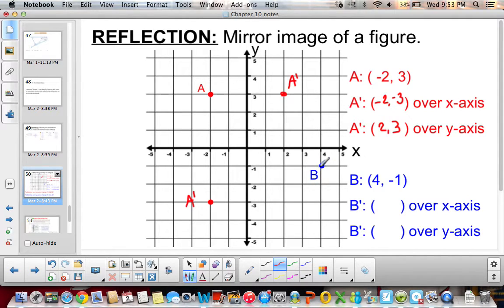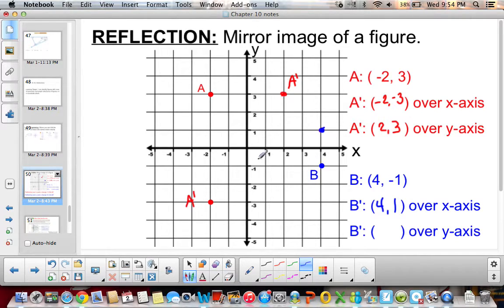So let's check out B. If we look at B, which is 4, -1, if we reflect it over the x-axis, that means we're going over the x-axis. It's 1 away here, so it's going to be 1 away there. We're on the other side of x. So I know that I go over 4, up 1. So B reflected over the x-axis is B prime, and it's 4, 1.